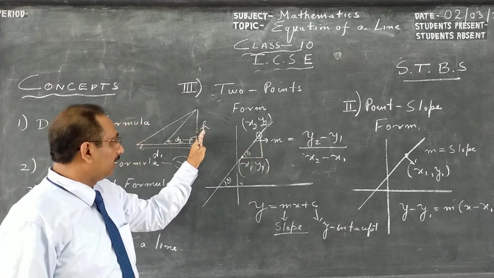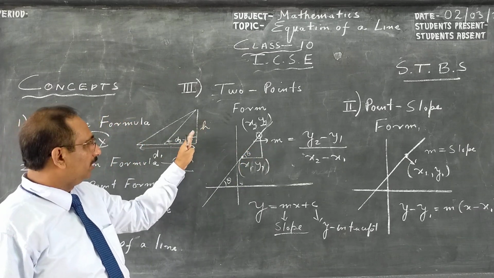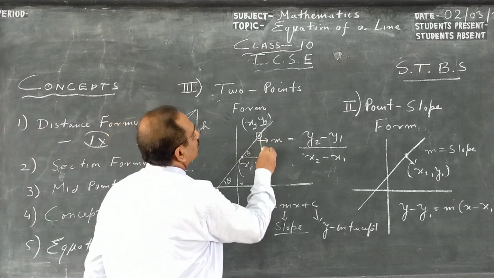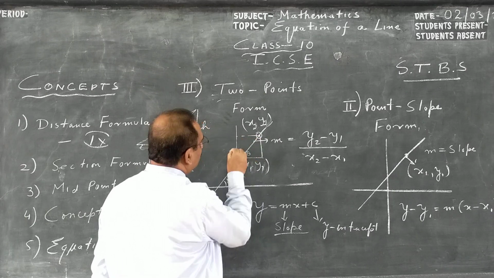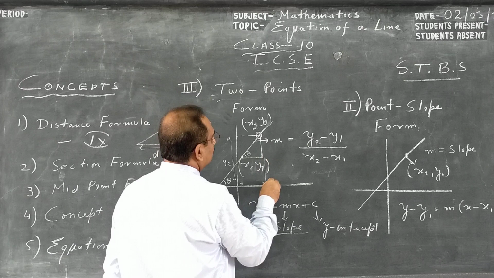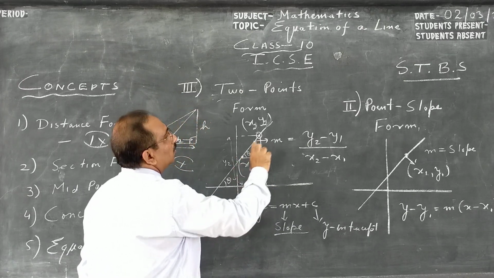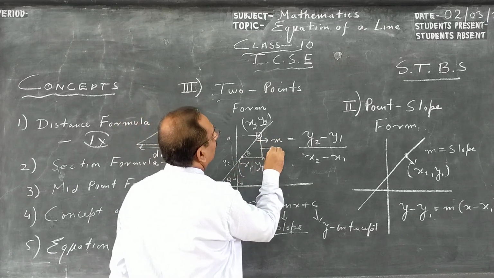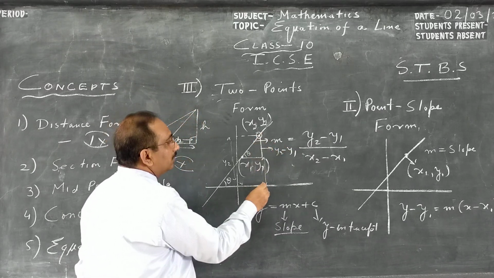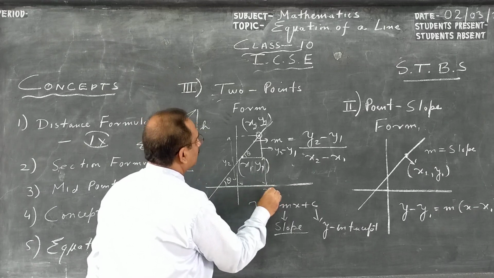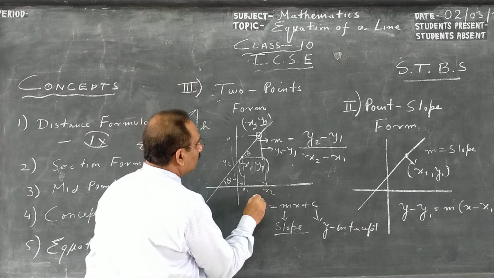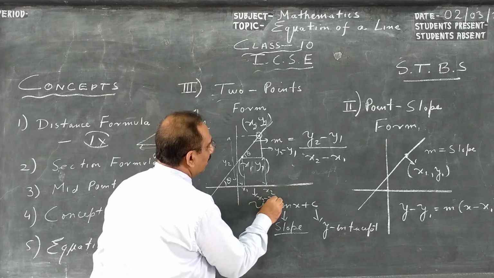So I told you it's tan theta. We have seen in trigonometry, perpendicular by base. As I told you, the slope is here. This distance, if you see, children, is y2, and this distance is y1. So this distance is y2 minus y1. And similarly, this distance is x2 and this distance is x1. So this distance, children, is x2 minus x1.